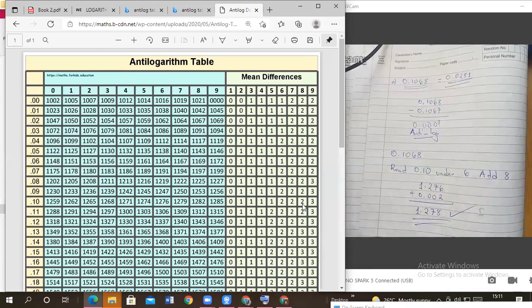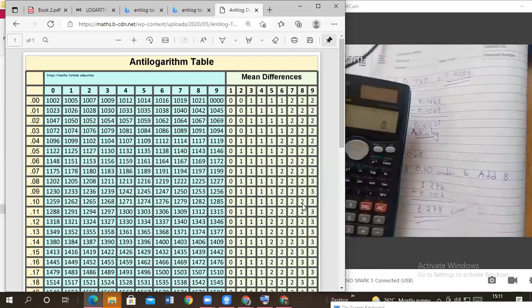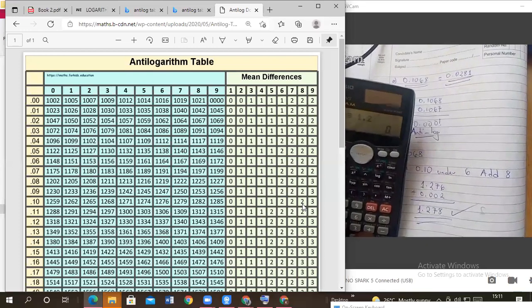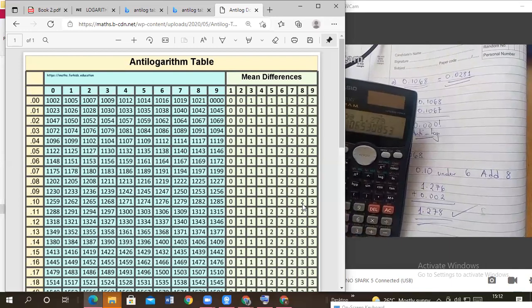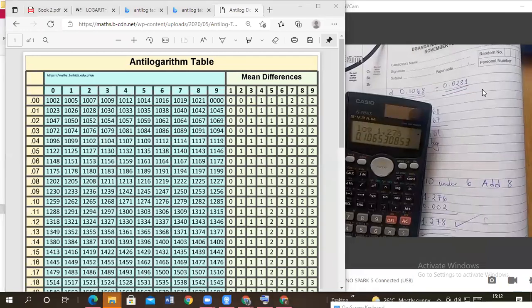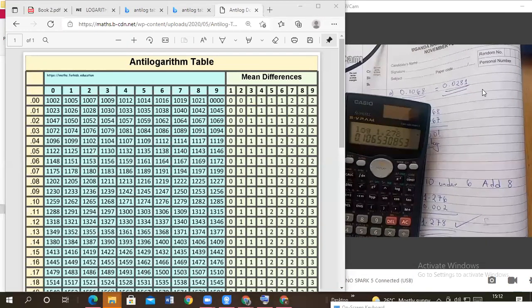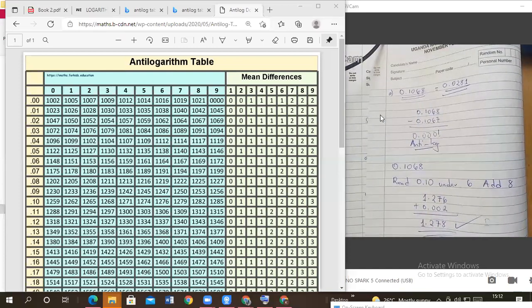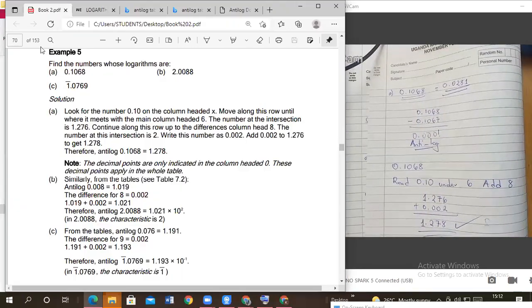Yes. Now let's press that one. What is the log of 1.278? What do you get? It's the one now. Have you seen that? Yes. Good. Let's go back to our notes.